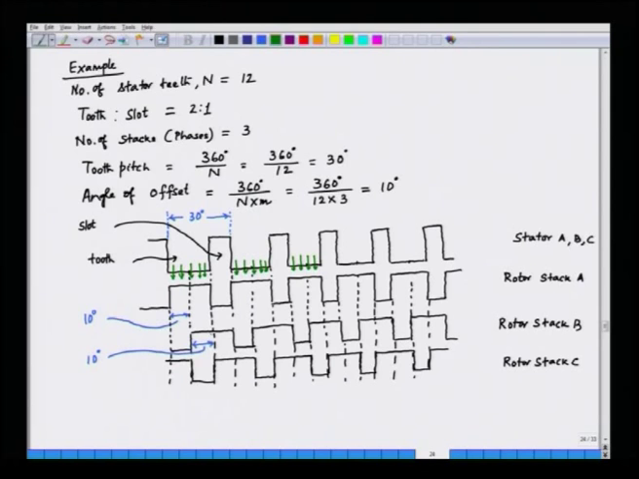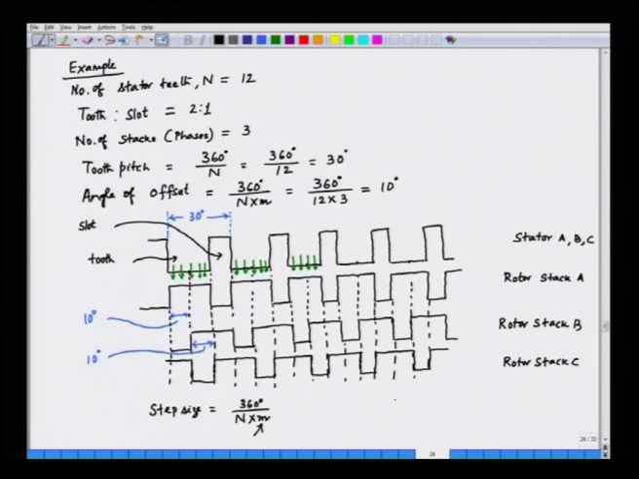So, when we are aligning phase B stator, so phase B will be moving towards the tooth of the stator slot, and hence the movement will be by an angle of offset, that angle is 10 degrees. So, the step size here is same as the offset angle. So, we can say here that the step size in this case is equal to 360 degree divided by the number of teeth into the number of stack. So, in fact, we can reduce the step size by increasing the number of stacks. So, if we increase the number of stack, that is m, we can reduce the step size.